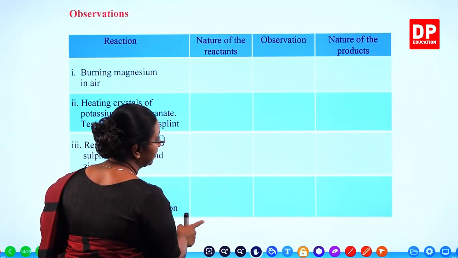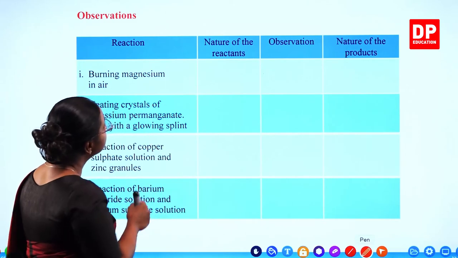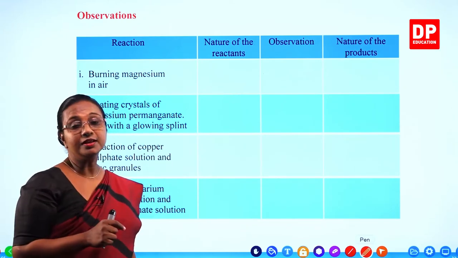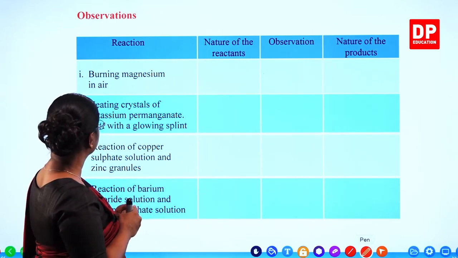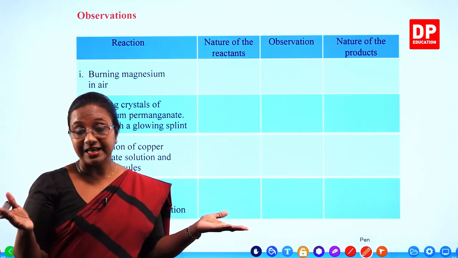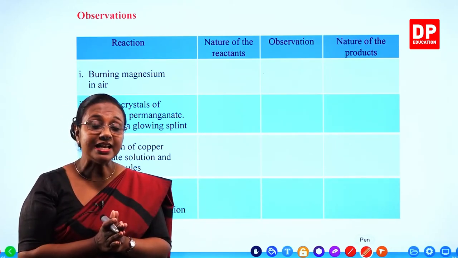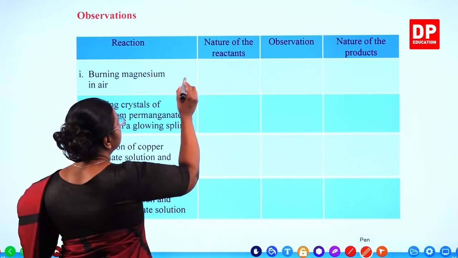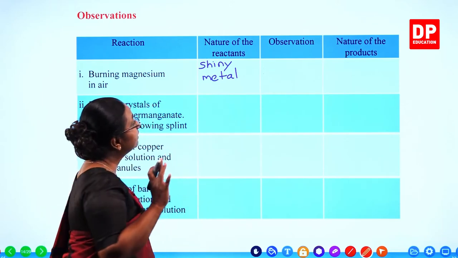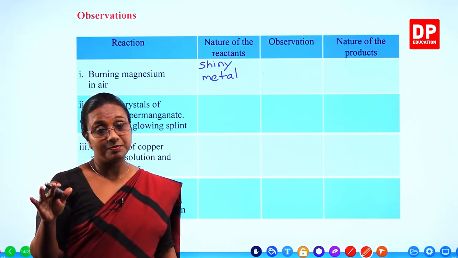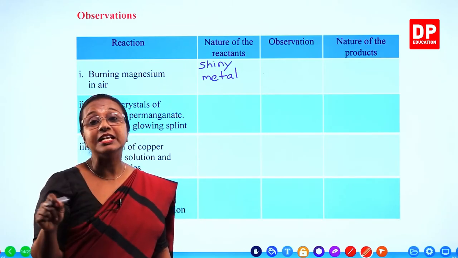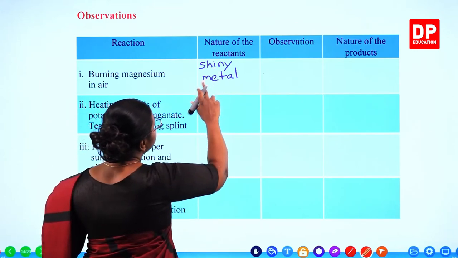Now if we are to fill up the table, here you can see the first column we need to fill is the nature of the reactants, then observation and nature of the products. When we say nature of the reactants, for burning magnesium in air, you were not able to see the air, you saw the magnesium strip. So what is that? A shiny metal. Here we need to make sure that it is a clean magnesium strip, then only you can see the shine. If the magnesium oxide layer was there, what do we need to do? We need to clean it with sandpaper. That you all can also remember. So that is the nature of the reactants.